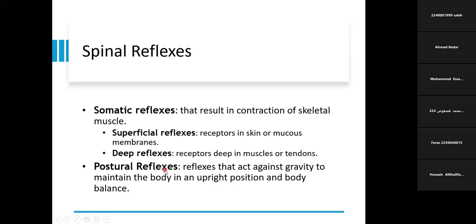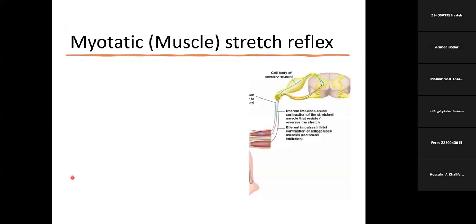Then we have postural reflexes, the reflexes that act against gravity to maintain the body in an upright position and body balance. Like when I move, I walk. So there are some reflexes which help me maintain my posture. What is posture? Posture is the position of different parts of the body with reference to different joints.